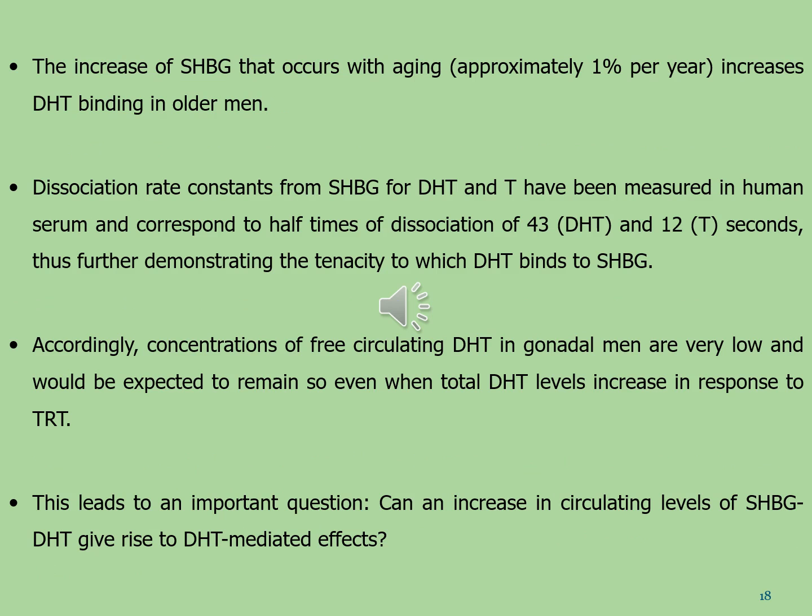The increase of SHBG that occurs with aging, approximately 1% per year, increases dihydrotestosterone binding in older men. Dissociation rate constants from SHBG for dihydrotestosterone and testosterone have been measured in human serum and correspond to half-times of dissociation of 43 seconds for dihydrotestosterone and 12 seconds for testosterone, thus further demonstrating the tenacity with which dihydrotestosterone binds to SHBG.